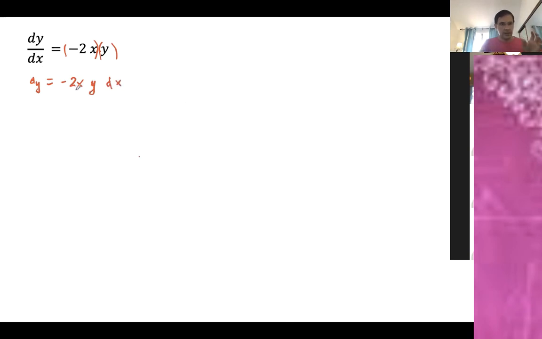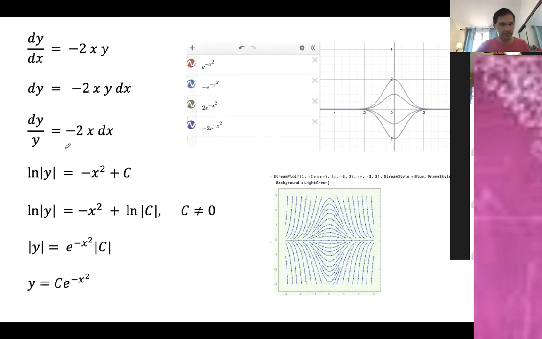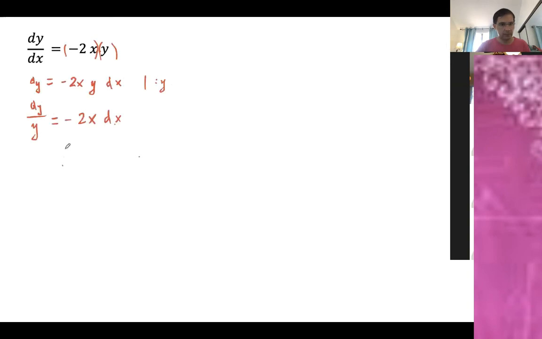I don't want to see the y on the right-hand side, so I'm going to divide both sides of this equation by y. Now I'll get dy divided by y equals negative 2x dx. So dy divided by y equals this.